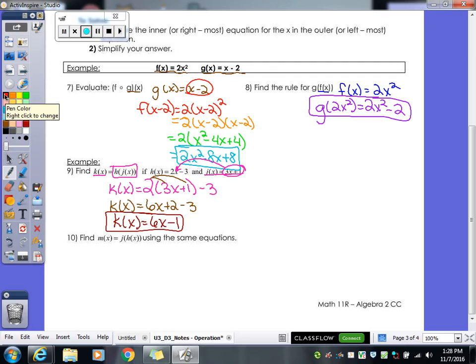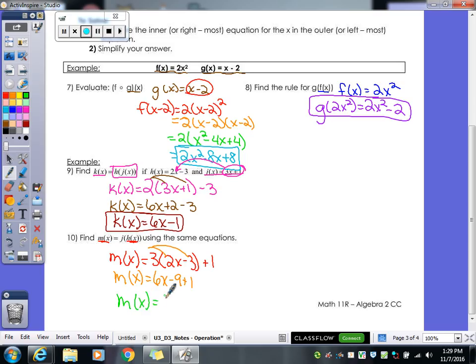So again, the last one's asking us the same thing, only we're using m of x this time. And they want us to take h of x and plug that one into j of x. So that means it's going to be 3 times 2x minus 3 plus 1. So I distribute my 3. And that gives me 6x minus 9 plus a 1. So what's our final answer? 6x minus 8.